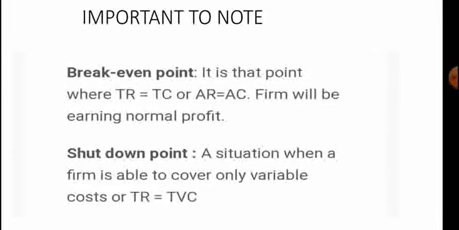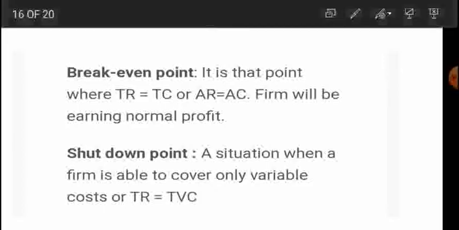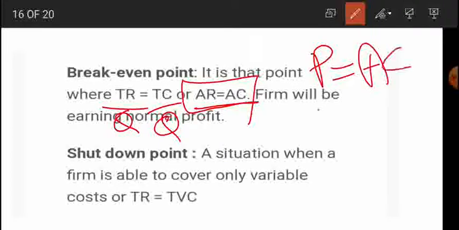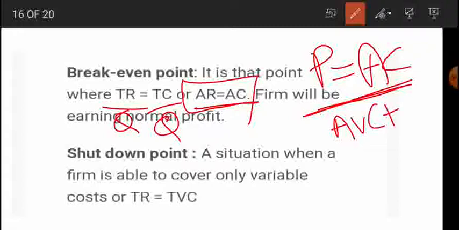This is about the break even point and shutdown point. What is break even point? Break even point is the point where total revenue of the firm is equal to total cost. Means the firm is capable, if we divide both by Q, then we will have AR is equal to AC. AR means the P. P is equal to average cost. So break-even point is a point where the firm is capable to cover the entire cost, because we have studied AC is equal to AVC plus AFC.